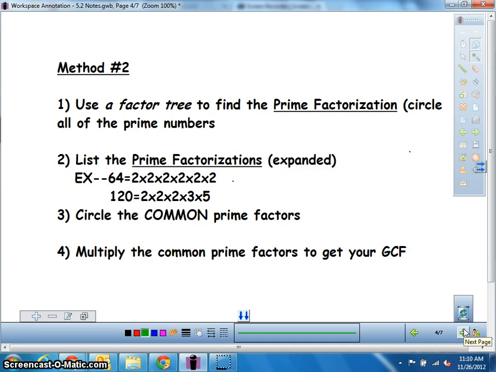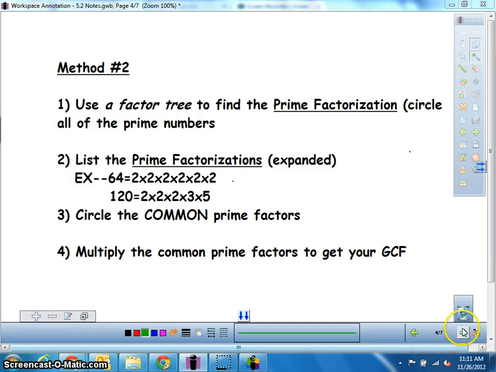So method 2, we use a factor tree to find the prime factorization. So you're going to want to write this down in your notes. Make sure you get this down. Then we list the prime factorizations. That's the expanded form. We don't want to leave it as 2 to the 6th power. We want to write it as 2 times 2 times 2 times 2 times 2 times 2. And then we circle the common factors. And our last step is to multiply the common prime factors that you get in order to get your GCF.